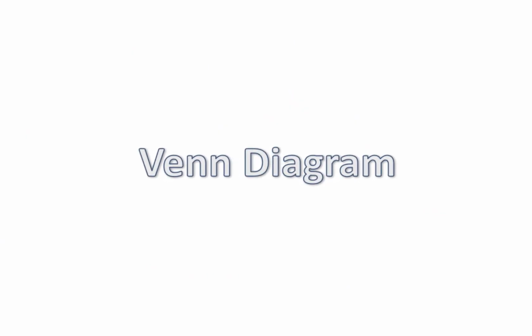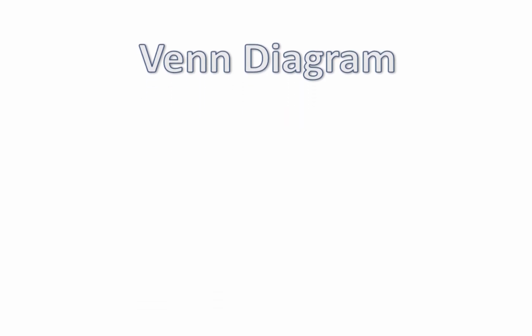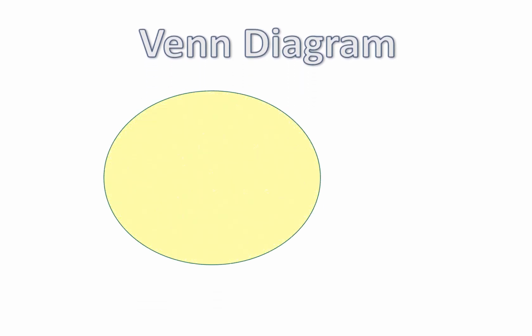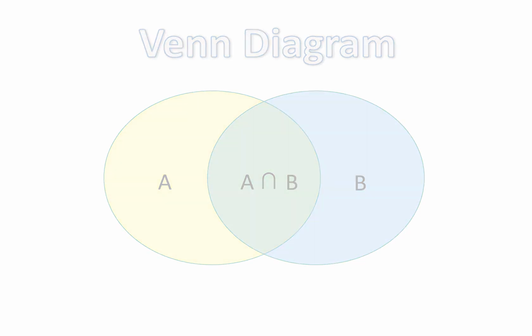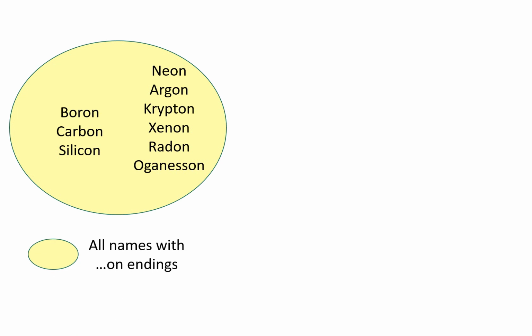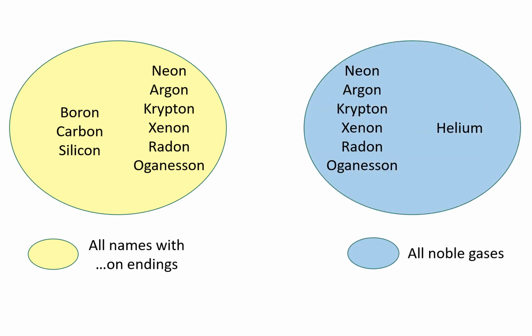A Venn diagram would make this information much easier to understand. Using it, we can present the individual characteristics of each set and highlight the characteristics common to both sets. Here's how it would look for the information we just learned.